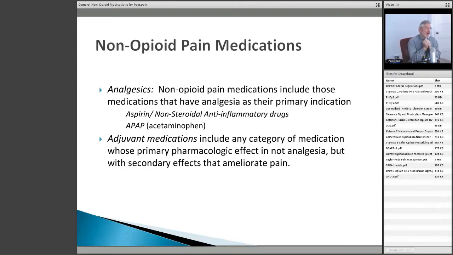Adjuvant medications are medications that are indicated for something else, but oh, by the way, they're pretty good for pain, like tricyclic antidepressants. Great for pain, but they're indicated for depression. Like gabapentin, which is actually a seizure drug. It's an adjuvant. So let's look at these.